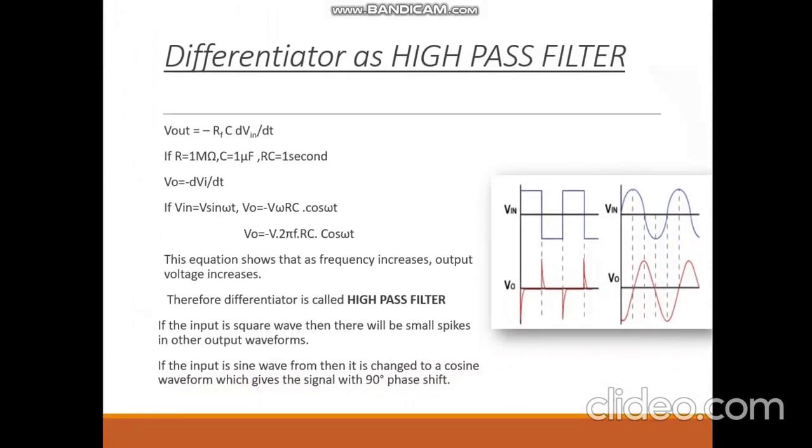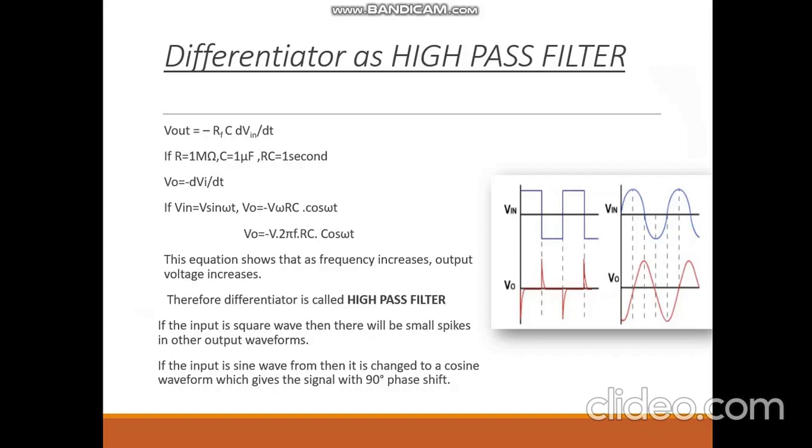Now we know the equation of output voltage for the differentiator. So V out is equal to minus RfC into dV in by dt. The differentiator circuit also acts as a high pass filter circuit. Now it is related to the frequency of the signal. Let us consider that R is equal to 1 mega ohm, C is equal to 1 microfarad. Therefore RC is equal to 1 second. So V out is equal to minus dVi by dt.